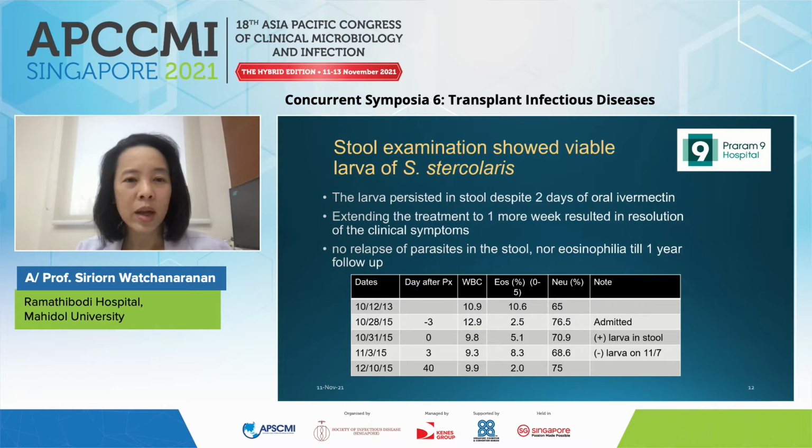Next slide. For this case, stool examination showed viable larva of Strongyloides stercoralis. The patient was treated with 2 days of oral ivermectin. However, treatment had to be extended because of the ongoing symptoms. But after about 1 week more of treatment, he had resolution of symptoms, and there was no relapse of the parasite in the stool, nor eosinophilia until 1 year after transplant.